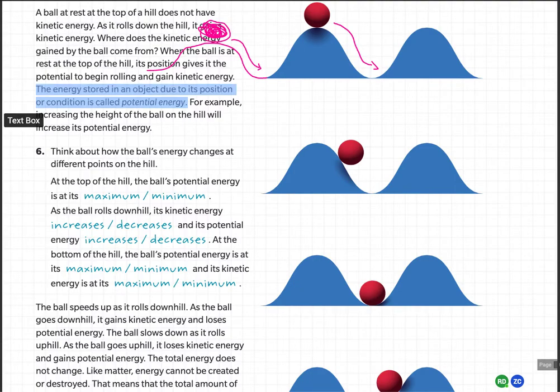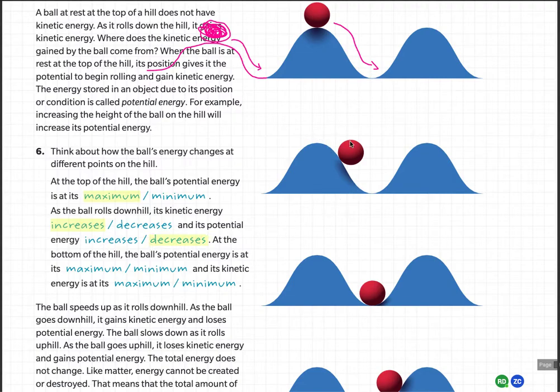At the top of the hill, the ball's potential energy is at its maximum. So it's sitting there, it's not moving anywhere. So it's got maximum potential energy because it has the most potential for going somewhere. As the ball rolls downhill, its kinetic energy is increasing and its potential energy is decreasing.